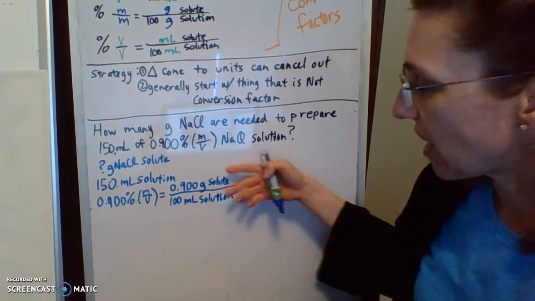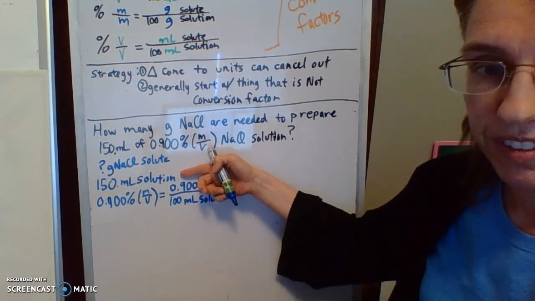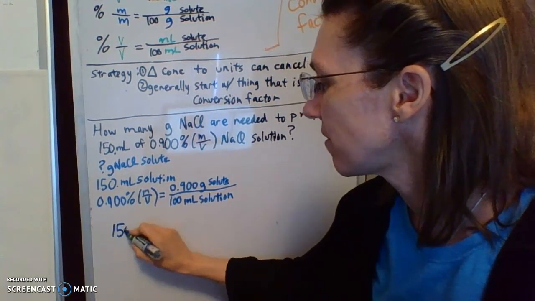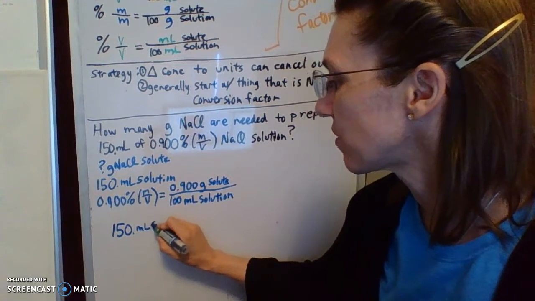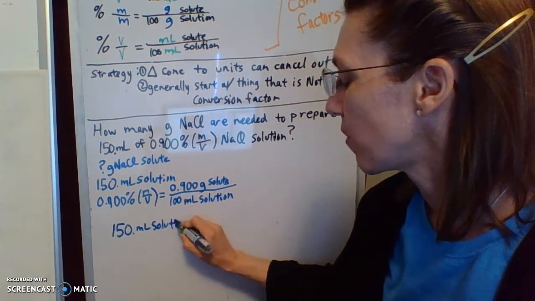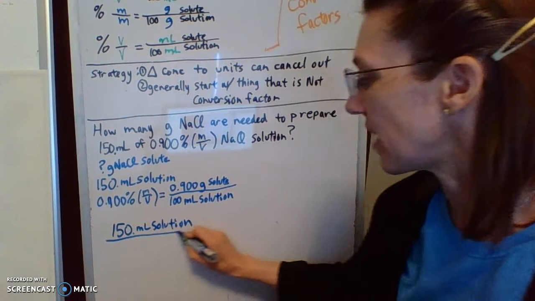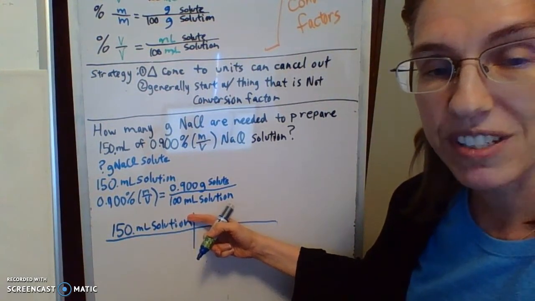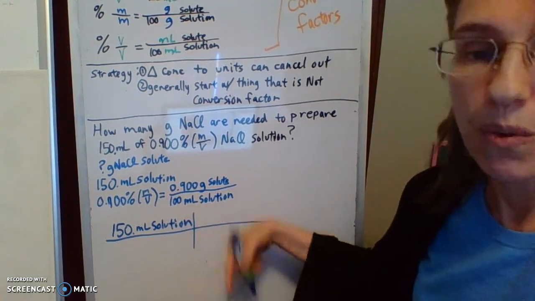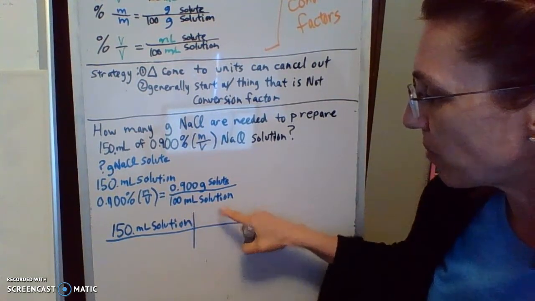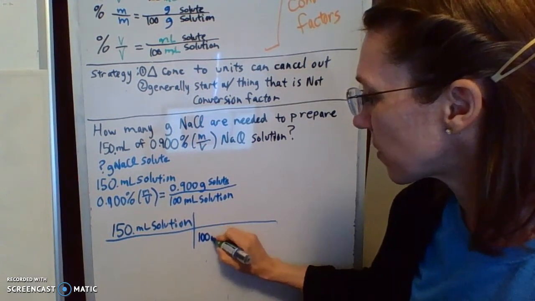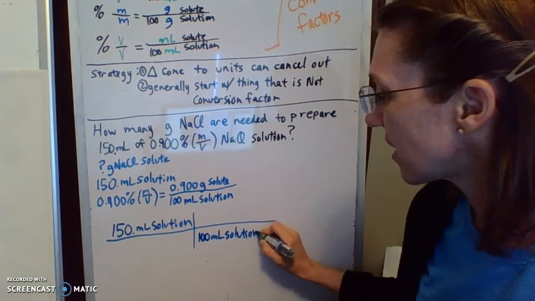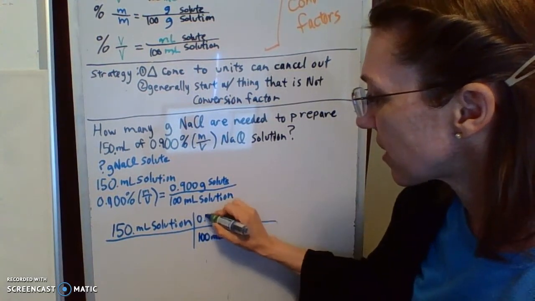So we've got a conversion factor and we've got a number. So we're going to start with a thing that's not the conversion factor. So we've got 150 milliliters of solution. We're going to use our conversion factors to then get how much solute. If milliliters of solution is in the top, where does it have to be to cancel out? Well, it has to be in the bottom. So we're going to put our milliliters of solution from our conversion factor down in the bottom. The thing on the other side of the line goes on the other side of the line.